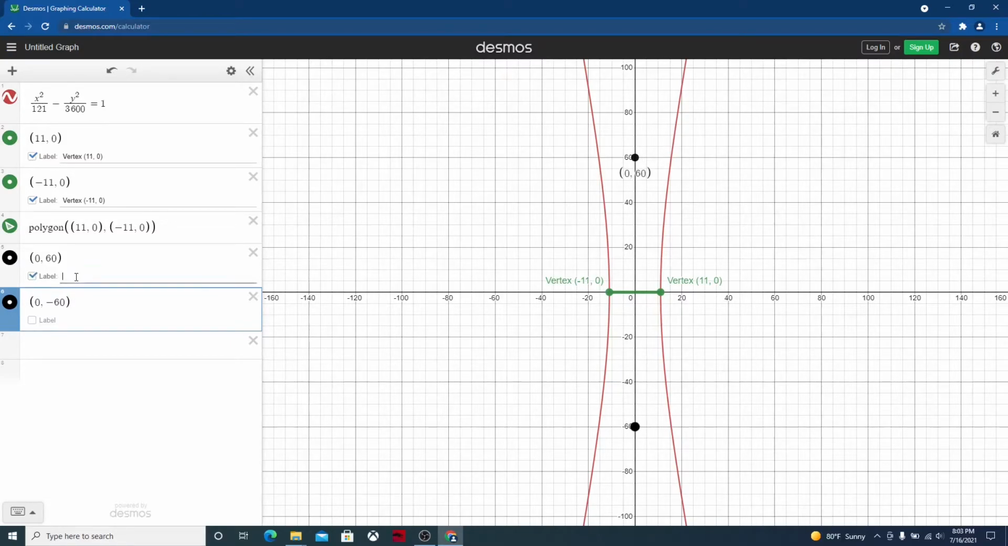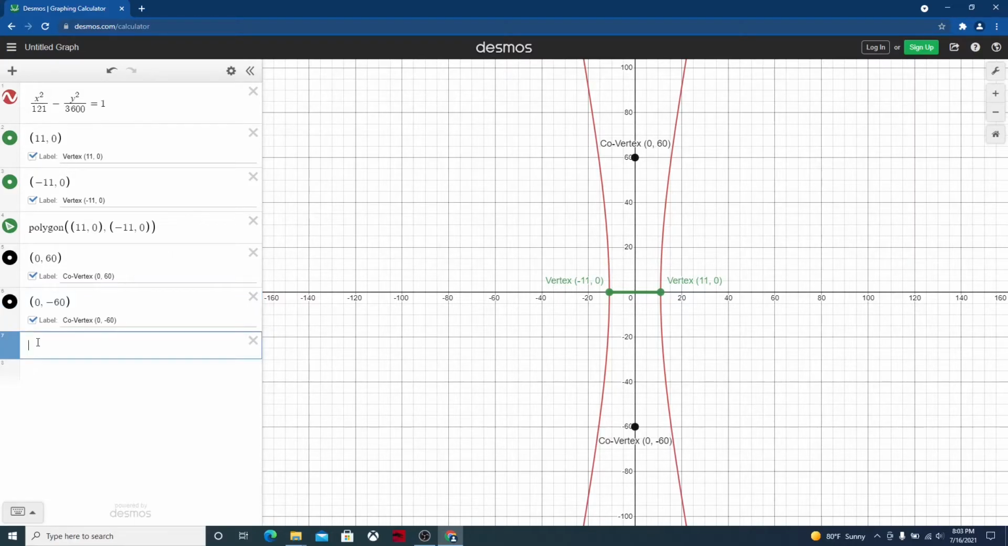Okay, and then we have to label this point. It is a co-vertex, so co-vertex. So that's a co-vertex, and again, that was the point (0, 60). And then the other co-vertex is the point (0, -60). So we have our co-vertices now, and they are labeled.